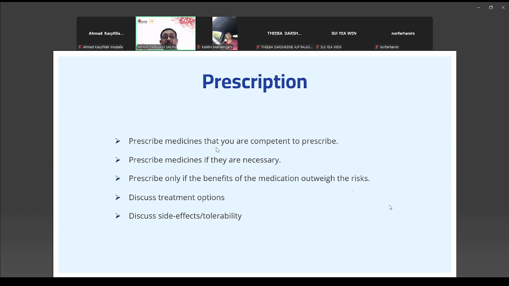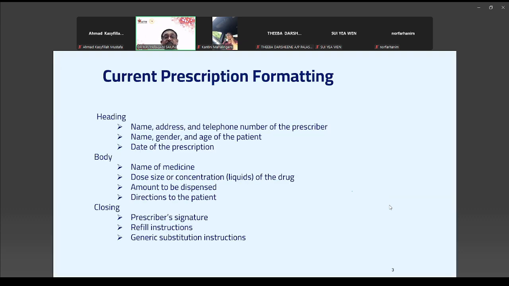So remember, prescribe medications that you are competent to prescribe. Just remember, keep a few medicines in your mind and you know the side effects. Just prescribe those. Do not just prescribe what the drug representative is telling you. Prescribe medicines if they are really necessary. Prescribe only if the benefit of the medication outweighs the risk. Always discuss the side effects and tolerability with the patient and the mother.